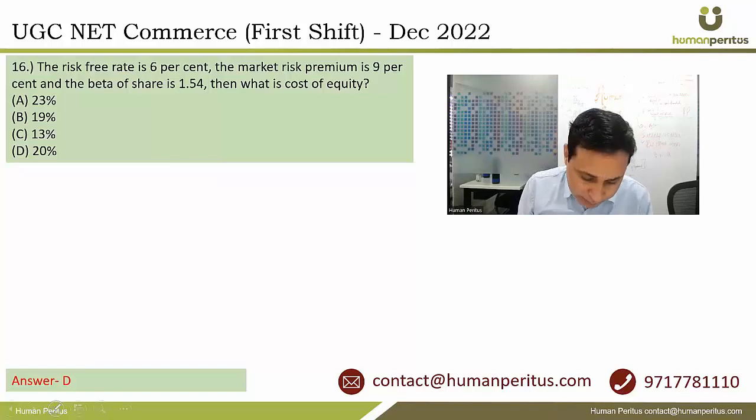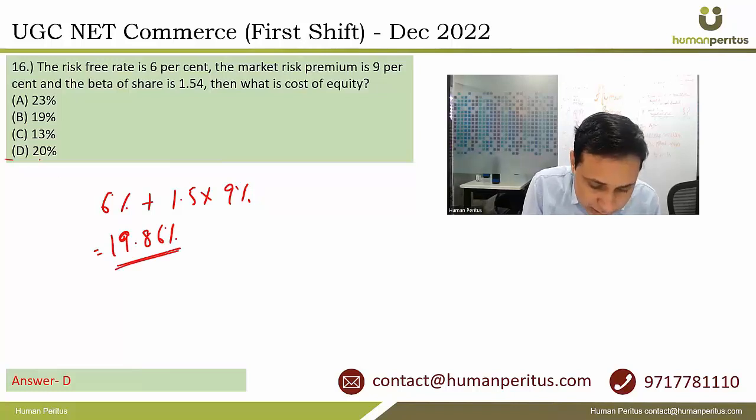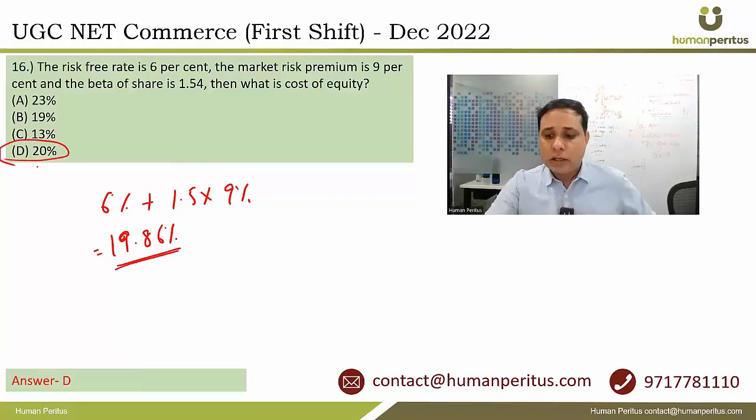What is cost of capital? Very simple, guys. CAPM. So 6% plus 1.5 into market premium, and this comes out to be 19.5%. The closest answer is D. Therefore, answer is D.